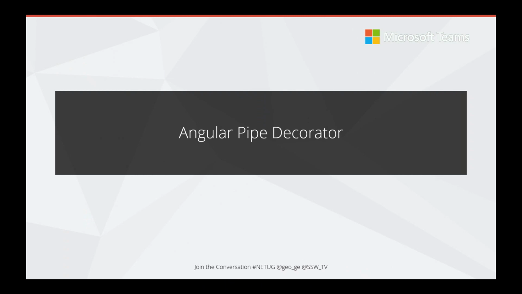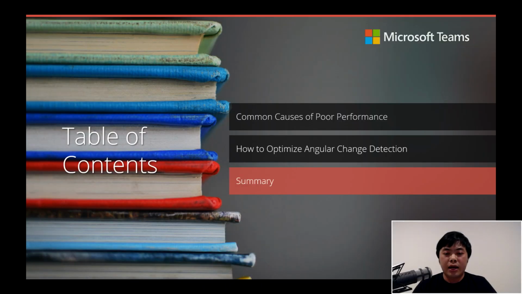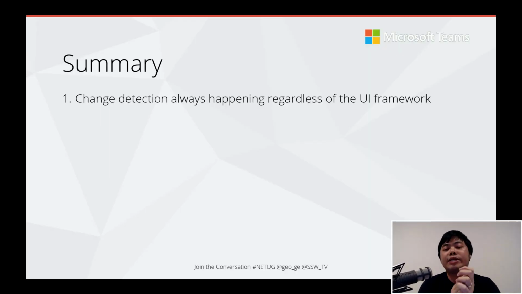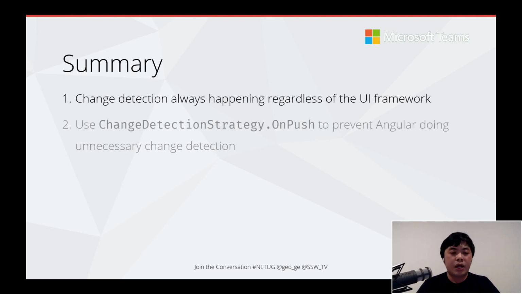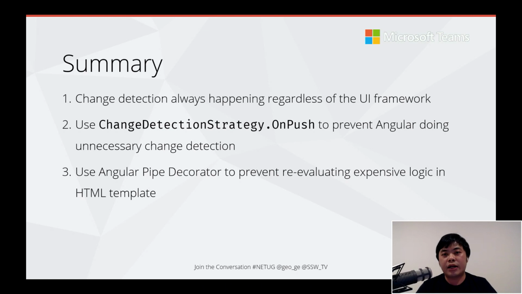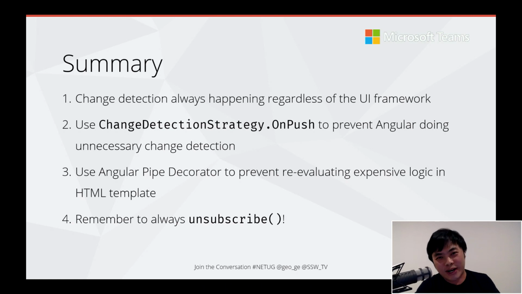Alrighty, so I've just shown you how to use a pipe, and that a pipe memoizes the value as long as the input reference hasn't changed. Let's go to the summary. Change detection is always happening regardless of UI framework, be it Angular, React, Vue, or even Blazor. They have their own kind of change detection. In Angular, use the OnPush change detection strategy to prevent Angular from doing unnecessary change detection. Use the Angular pipe decorator to prevent Angular from reevaluating functions, especially ones with heavy computation in the HTML template. And also, don't forget to unsubscribe.